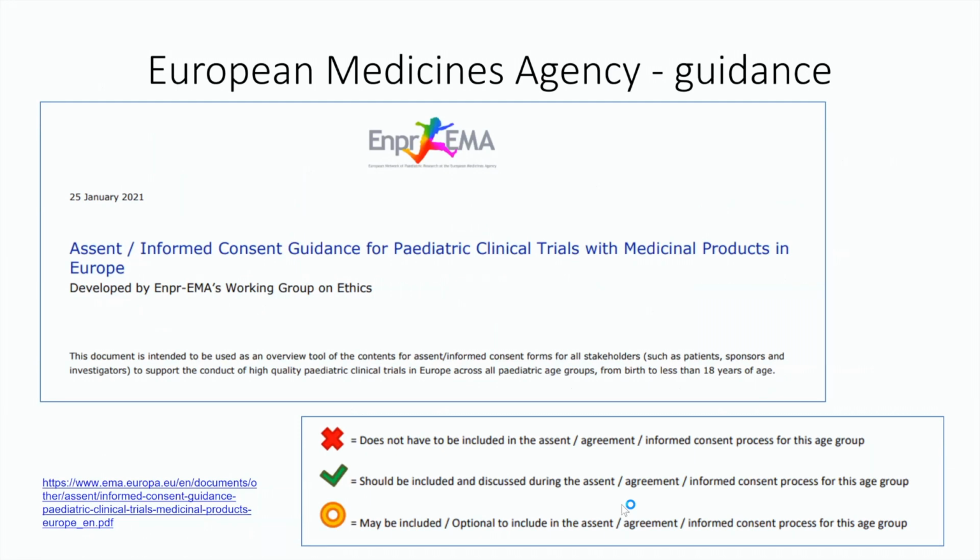And this is very recent, you see it was published on the 25th of January this year. This is guidance from the European Medicines Agency for the group on pediatric trials that has given really extensive guidance on how different aspects of general and specific consent procedures should be adjusted to the ages of children, and you have two tables where it says for different age groups what can be included and what should not or is optional to include.